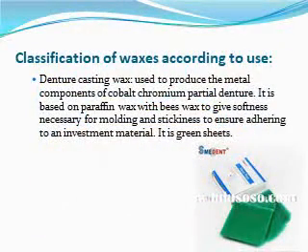Another classification for the wax according to the use اللي هو الدنتشر casting wax اللي نستخدمه حتى نصنع الميتالز components of the cobalt chromium partial denture. It's based on the paraffin wax with the beeswax to give softening necessary for molding and stickiness to ensure adhering to an investment material. ويكون دائما green in color.